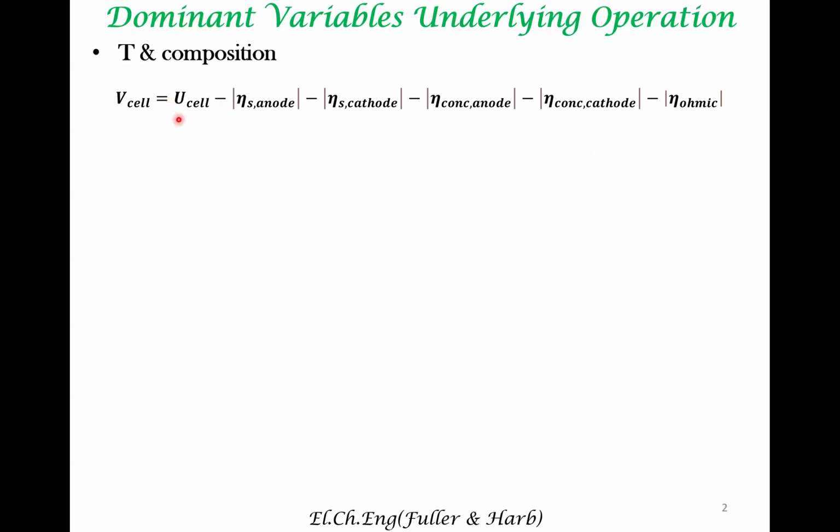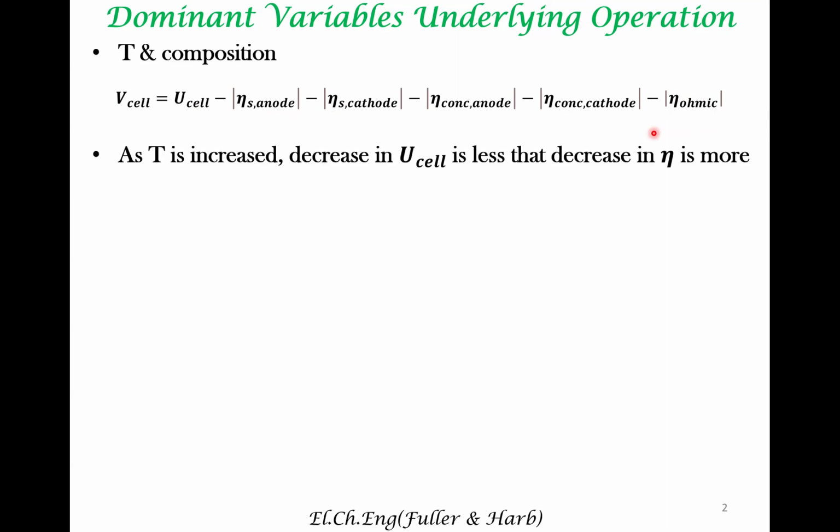We have already seen that the potential delivered by a fuel cell can be expressed in the following manner. This is the open circuit potential. These are the surface or activation overpotentials of anode and cathode. This is the concentration or transport overpotential from anode or cathode. This is the ohmic overpotential.